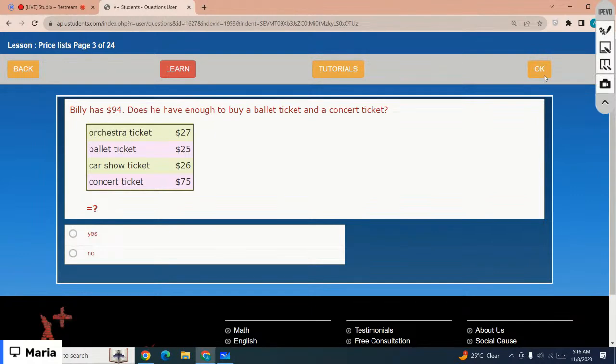So 25 plus 75 makes $100, and he has $94. That means no, he doesn't have enough money to buy both the tickets, right? The correct option is no.